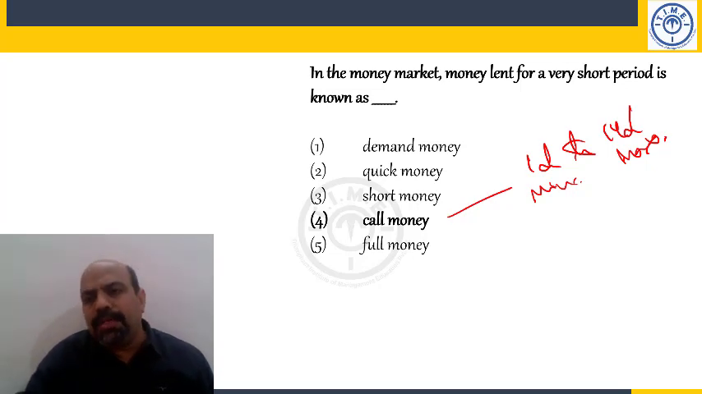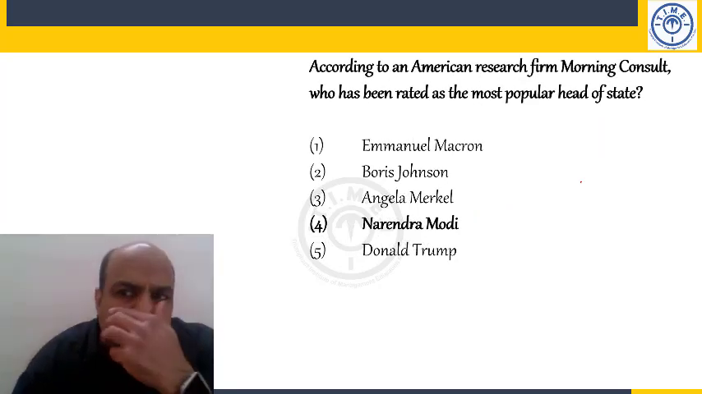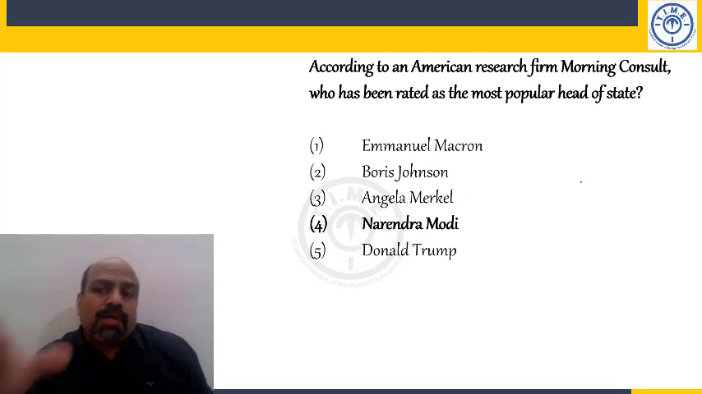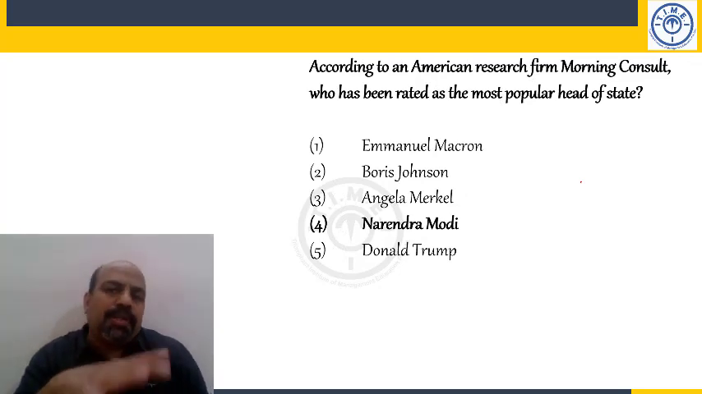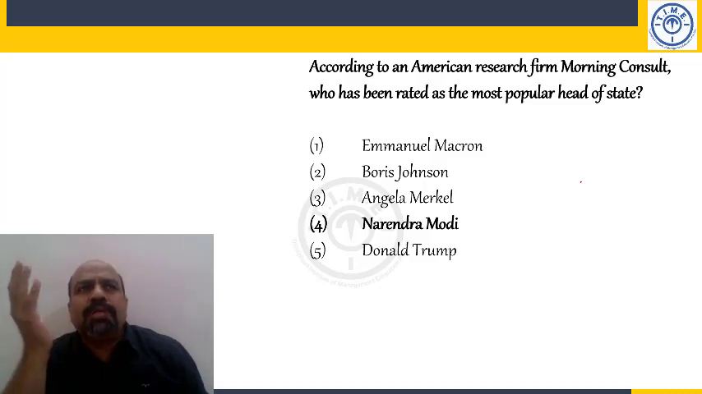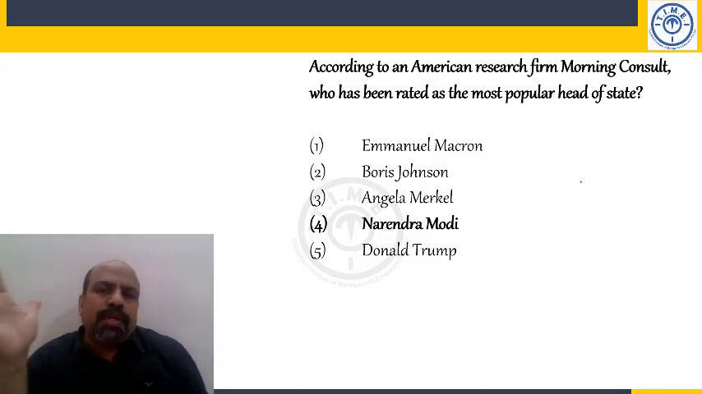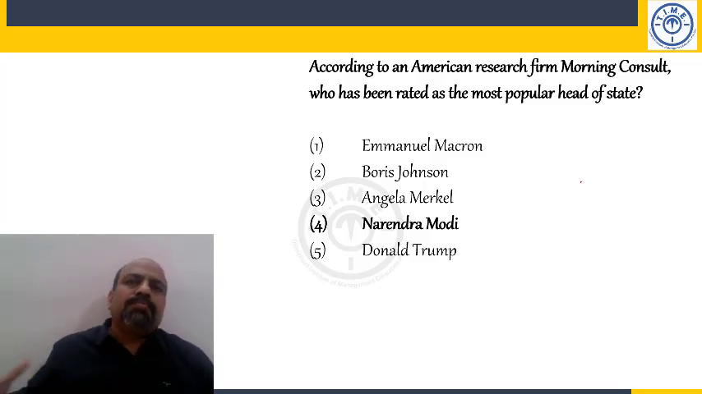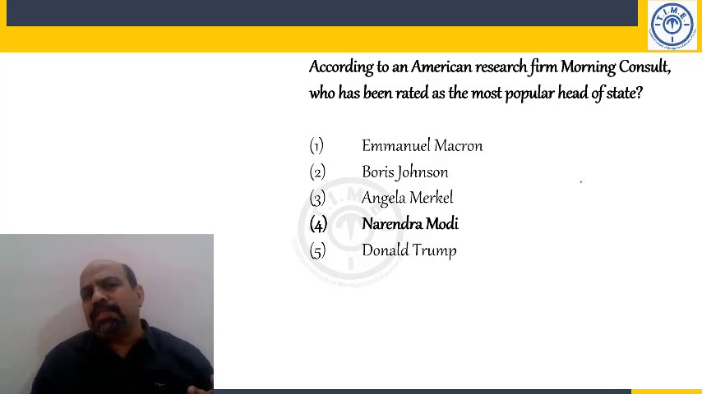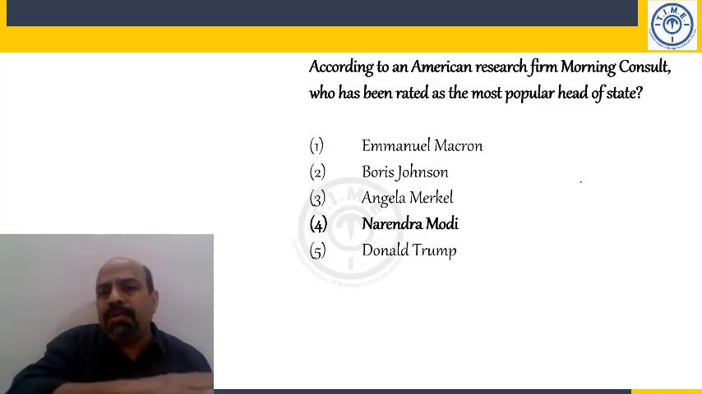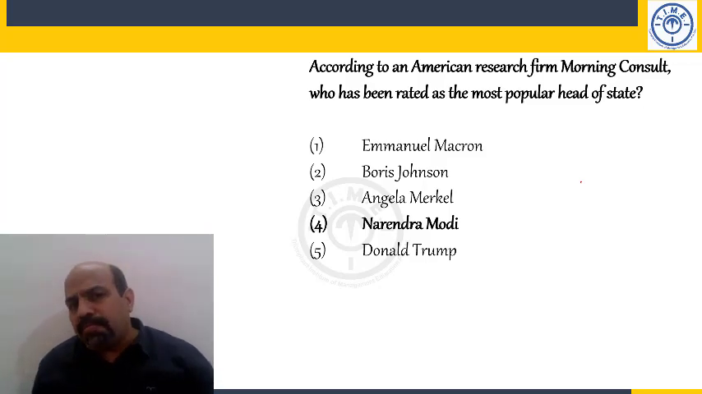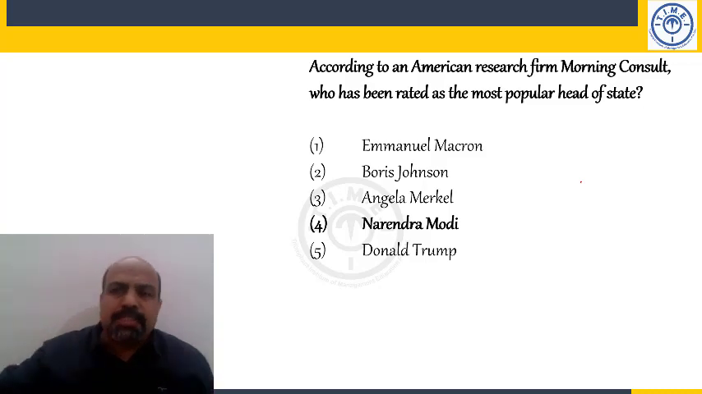Next. According to the American research firm Morning Consult, who has been rated as the world's most popular leader? Narendra Modi. This organization tracks popularity ratings of different leaders in about 11 countries, I think. Mexico, South Korea, Indonesia, Japan, Britain, US, Russia, I think Russia is not there. The ratings are measured on a day-to-day basis and represented in a line graph. I saw this on the Morning Consult website before this talk. On a weekly basis they do this.